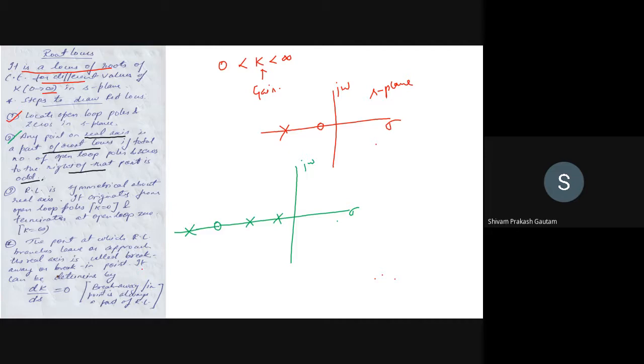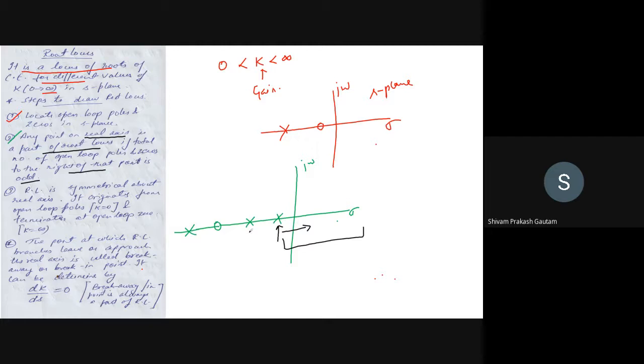So let us consider this pole and look to the right hand side of this pole. Now when you observe to the right hand side, you can see that there are no poles or zeros on the real axis. So that means 0, right? Which is not odd. So from this point onwards to this point, on the real axis, it will not be a part of your root locus, right?